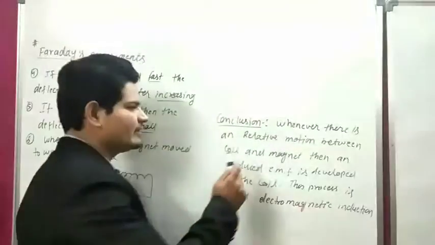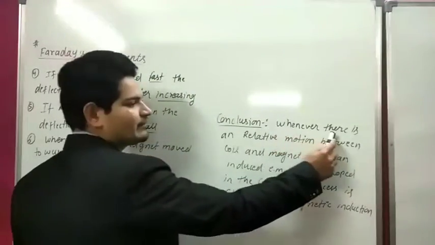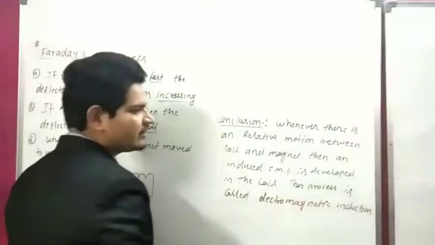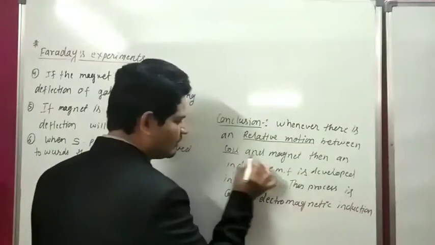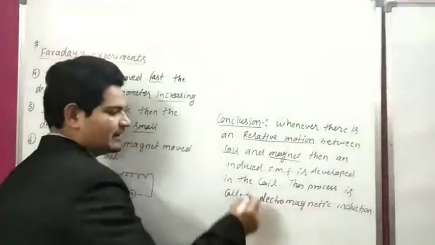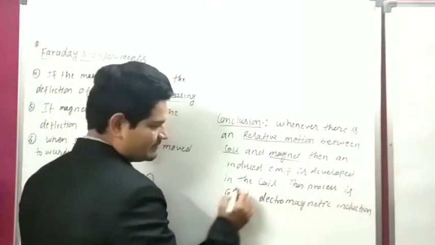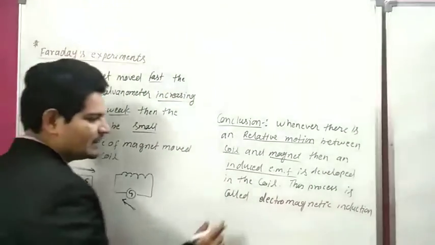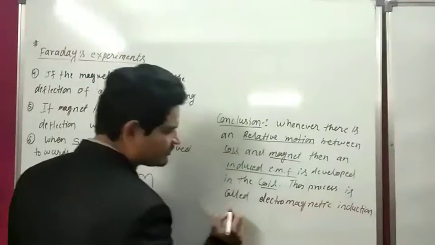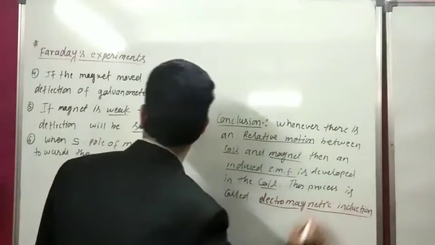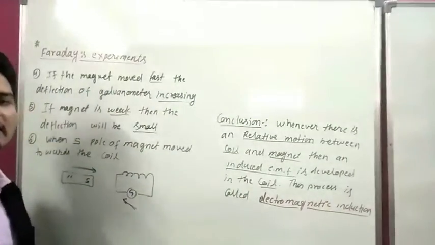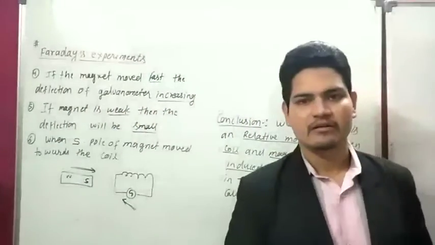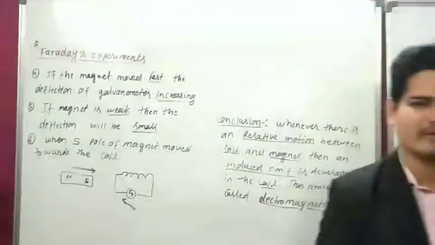So conclusion of Faraday's experiment: whenever there is a relative motion between coil and magnet, then an induced EMF is developed. An induced EMF, or we can say an induced current, is developed in the coil. This process is called electromagnetic induction. Now you can write Faraday's experiment. We will start our next topic, Lenz law.